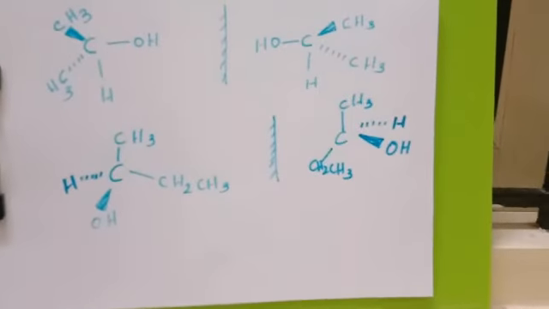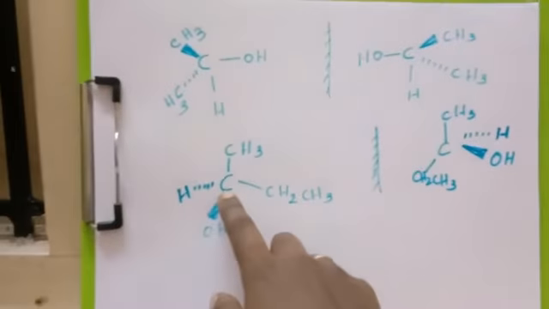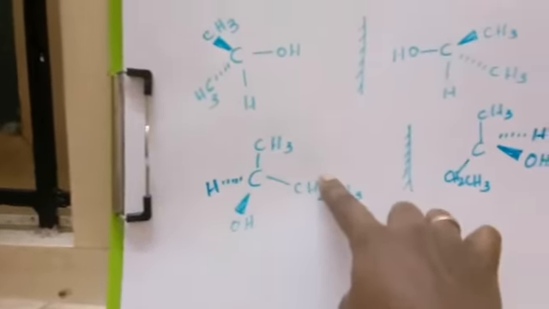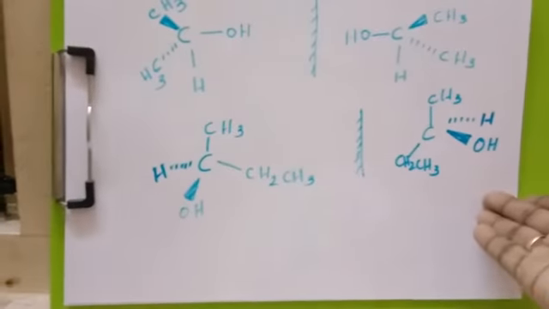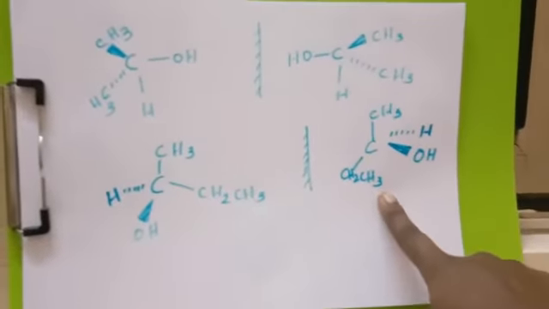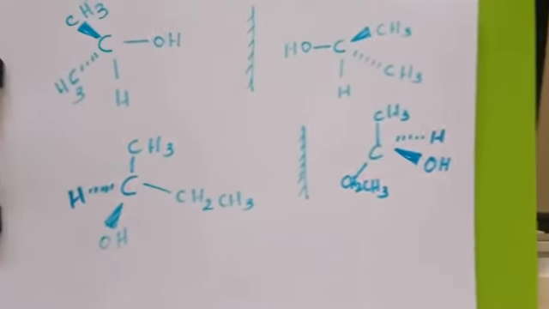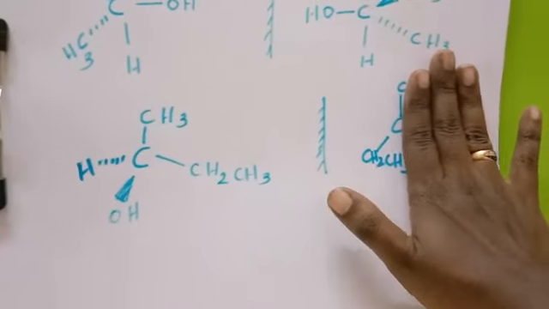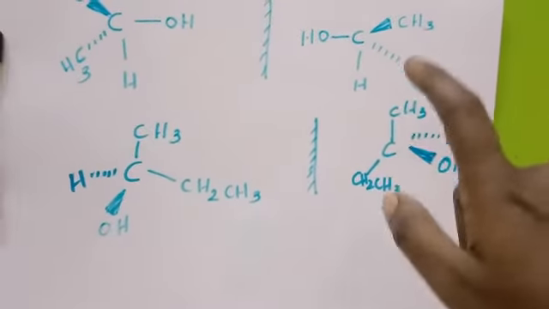In the case of butan-2-ol, it contains an asymmetric carbon atom. This is the asymmetric carbon atom because this carbon atom has 4 different groups. And if we keep this molecule in front of the mirror, we get the mirror image of this butan-2-ol. This mirror image is non-superimposable because it does not show symmetry and it has an asymmetric carbon atom. So it is a chiral molecule.